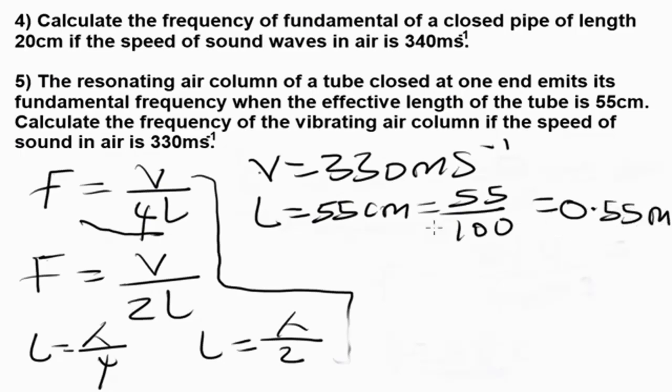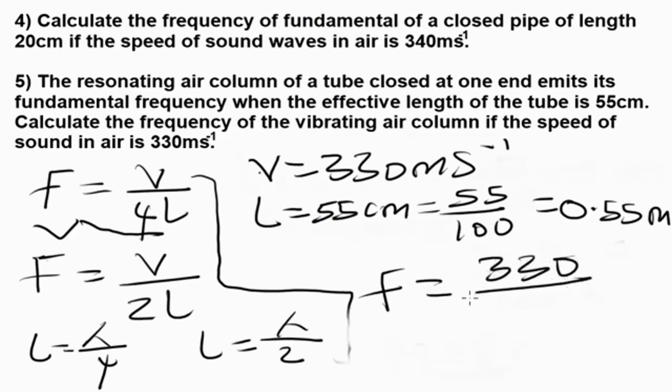Okay, so let's impute the parameters in the formula. Remember, this is a closed pipe, so we are still going to work with this formula. We are looking for frequency, which equals the velocity, 330, over 4 times length, which is 0.55. So let me punch everything in my calculator and see what it is going to give us.